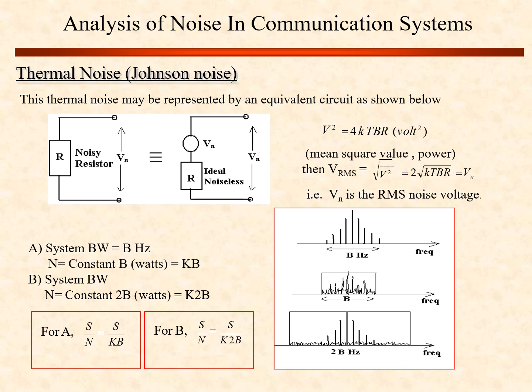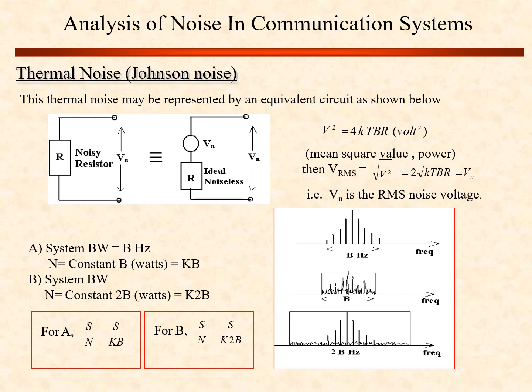So root mean square voltage is equal to the root of V square. When you take the root of the above equation, you will get 2 root of KTBR, so it is equal to Vn. So Vn is the RMS noise voltage. From V square we are finding Vn, the RMS noise voltage.